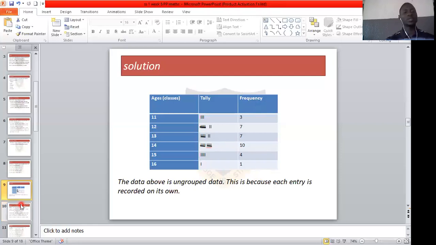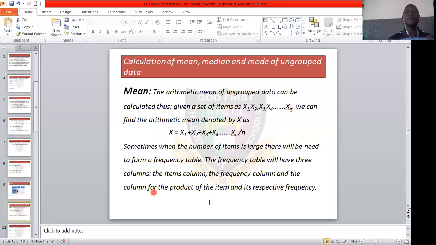So we'll go to the calculation of the mean, median, and mode of ungrouped data. I know it's something you're familiar with, but we'll just go through it gradually for better understanding. So first, we'll take the mean.